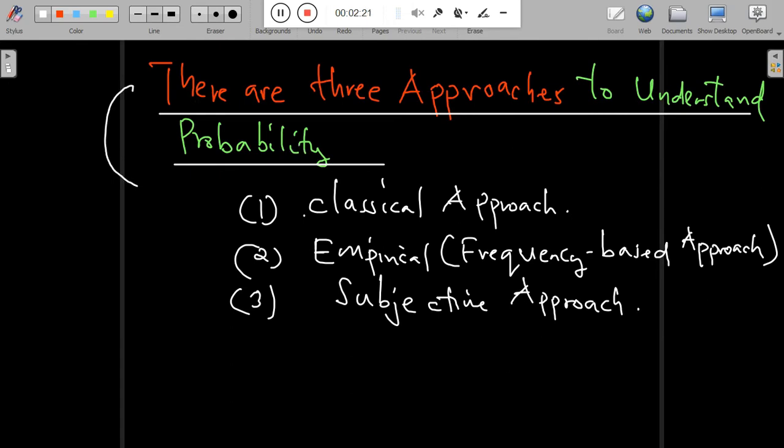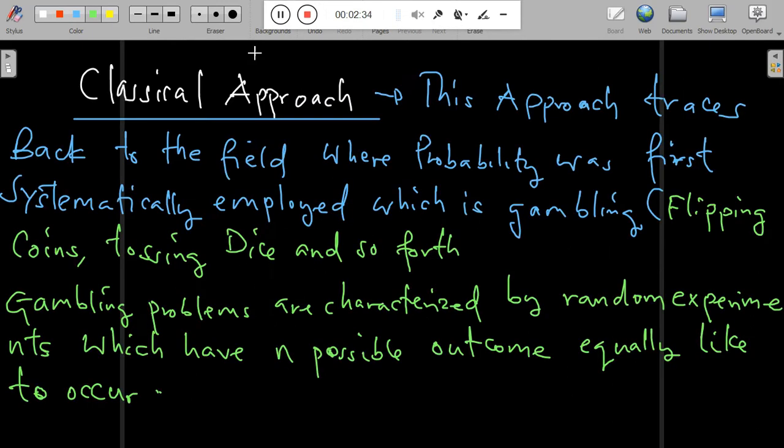There are three approaches to understanding probabilities: the classical approach, the empirical or frequency-based approach, and what is known as the subjective approach. The classical approach traces back to the field where probability was first systematically employed, which is gambling, flipping coins, tossing dice and so forth. Gambling problems are characterized by random experiments which have every possible outcome equally likely to occur.